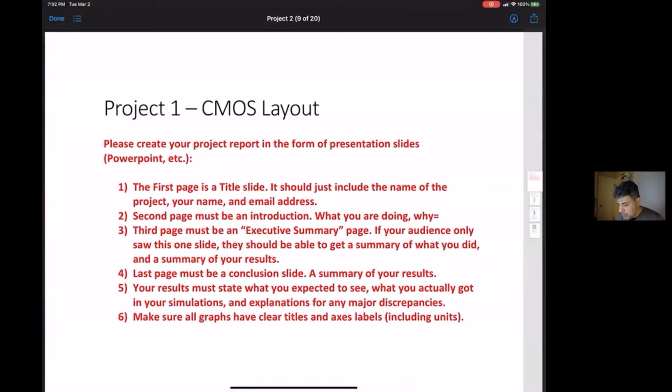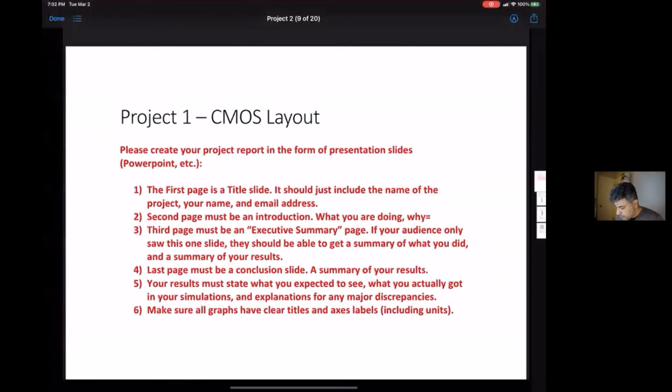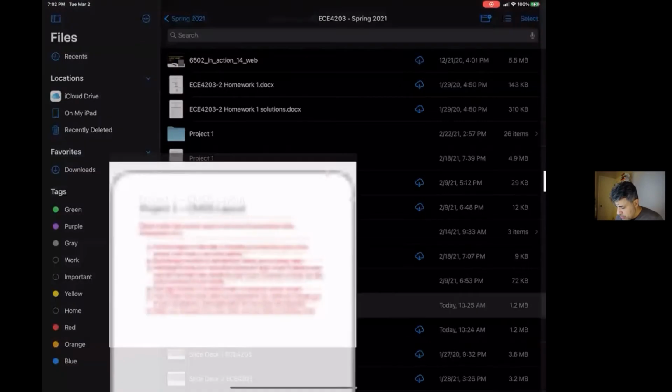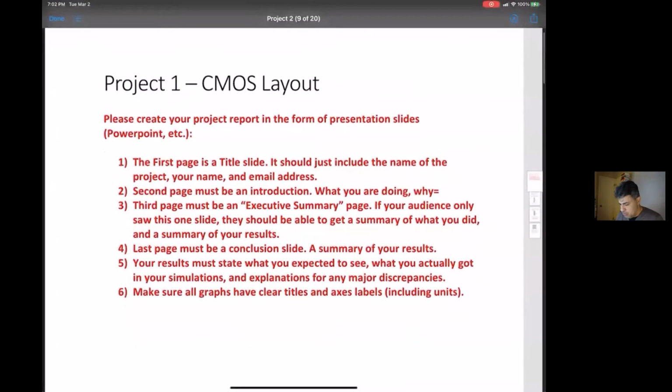Okay, guys, first thing I was going to do was talk about... whoops, sorry, guys, I screwed this up. It should be project two. I'll fix that. But anyway, this is the project two description.